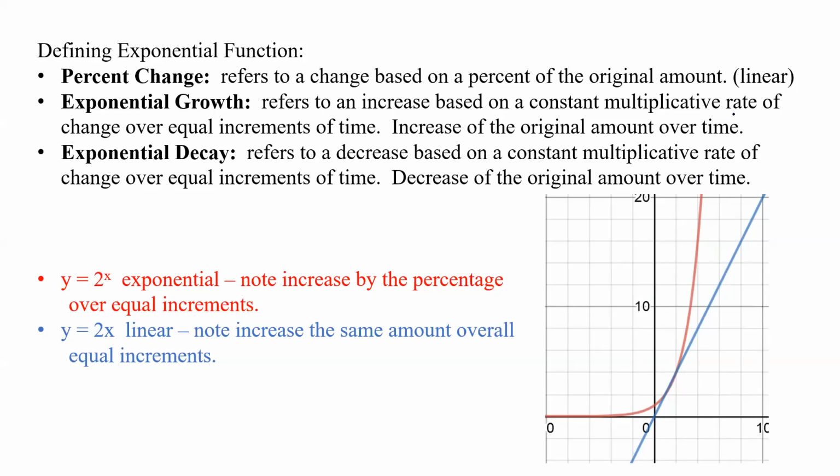And then exponential decay, I didn't put that on this one, but basically it would start here and then go down. You're doing another multiplicative rate of change over some equal increment of time, and it decreases from the original amount over time. So it's going to go down continuously. And so these are the pictures of the growth and a linear function.